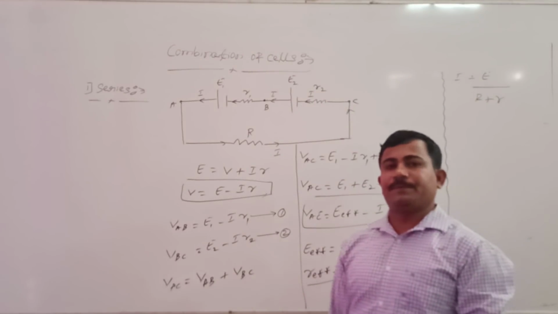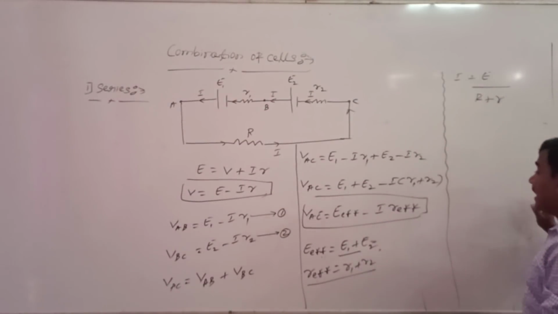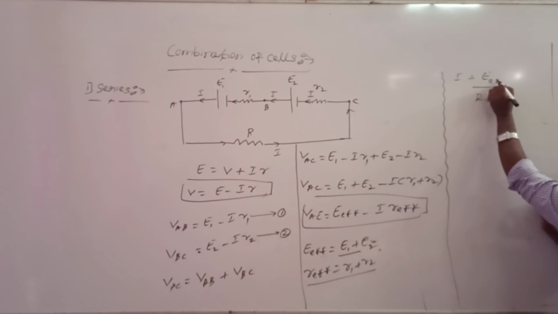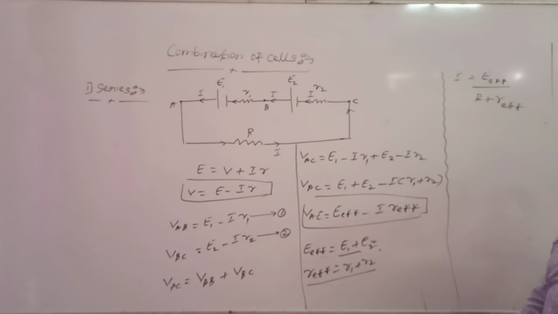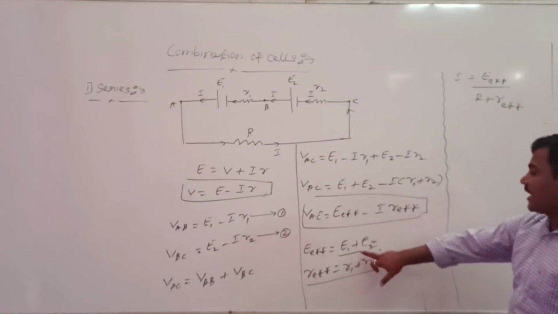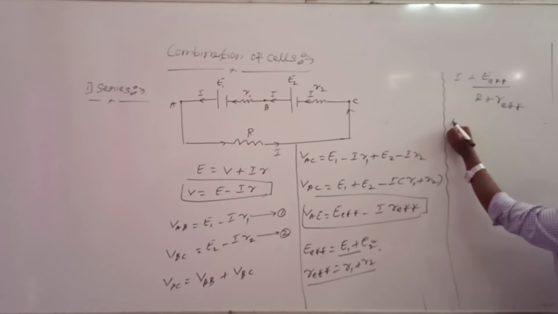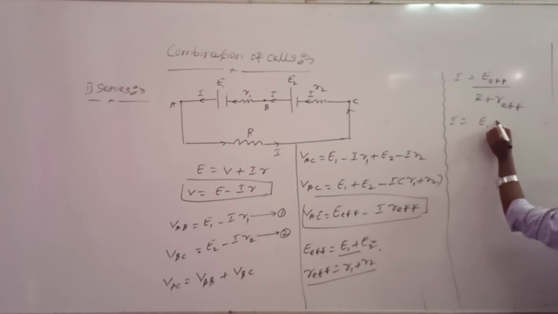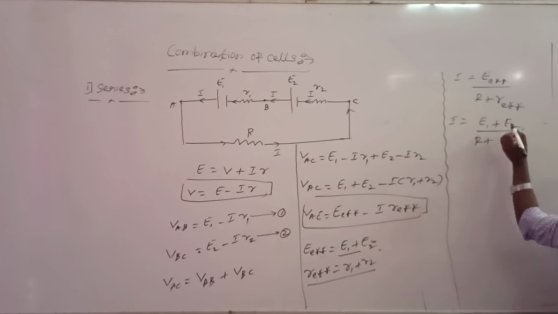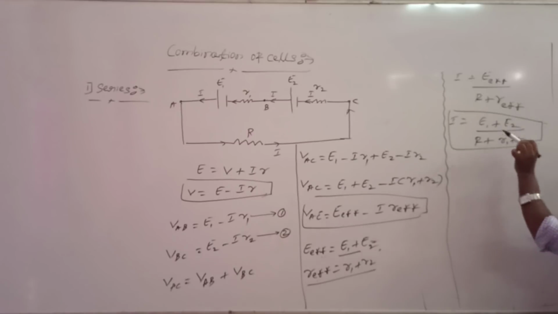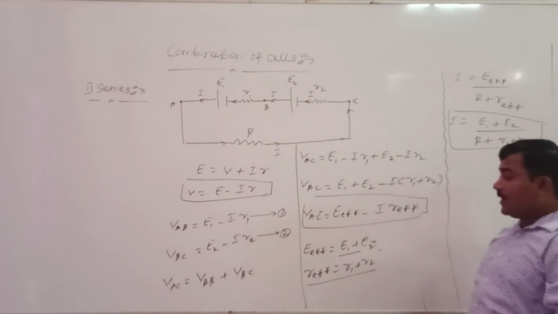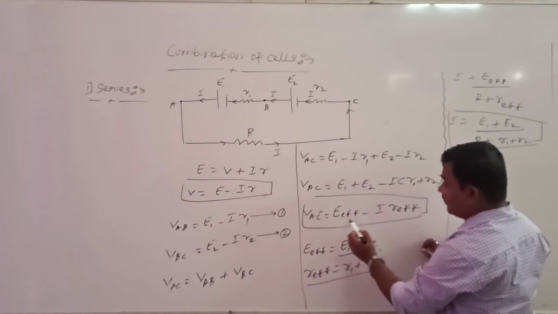Are you getting this point? But here, E represents E effective and r represents R effective. What is E effective? E1 plus E2. So this current can be written as E1 plus E2 divided by capital R plus small r, where r is R effective, R1 plus R2. The current due to this combination can be represented by this equation, and terminal potential difference can be represented by this equation.